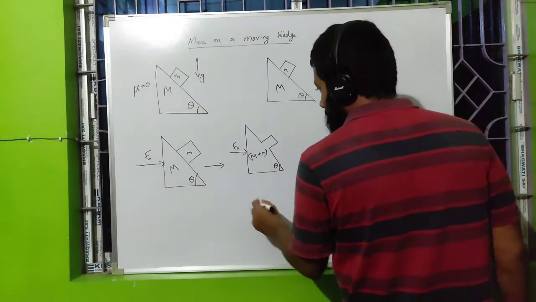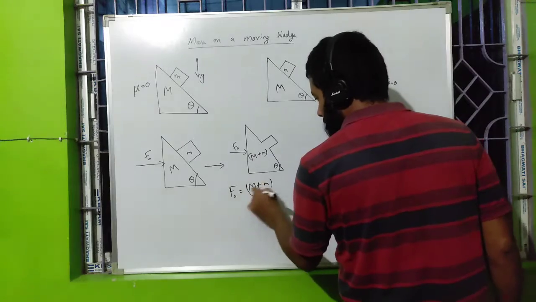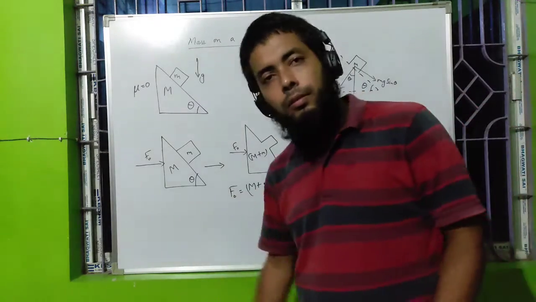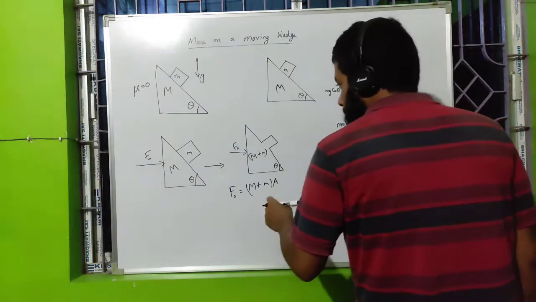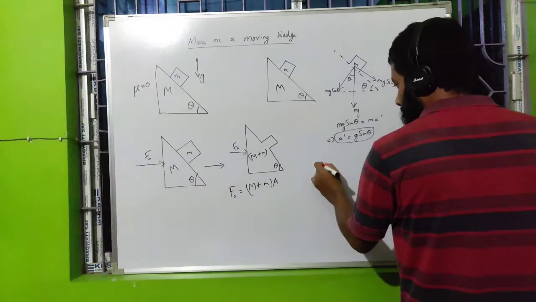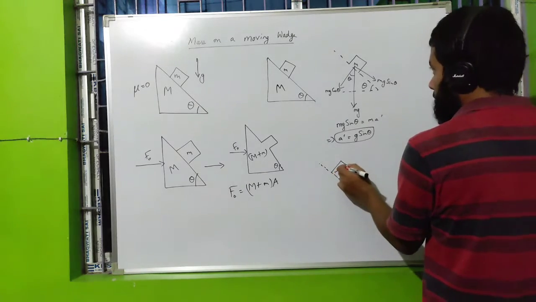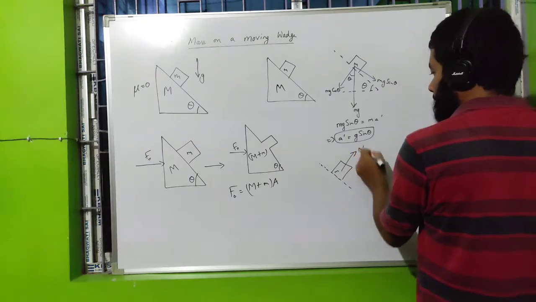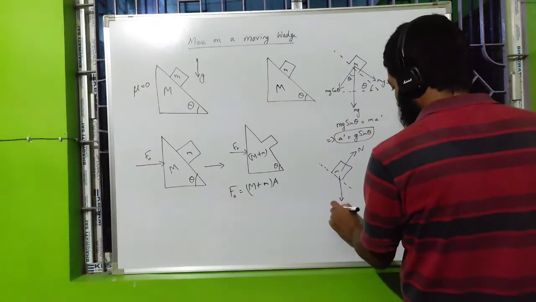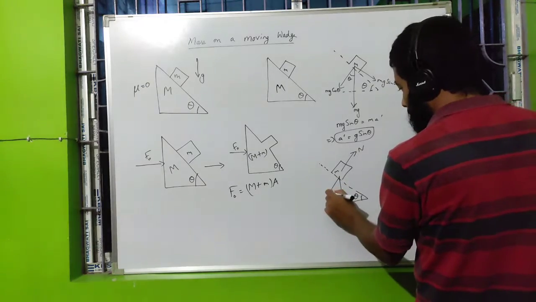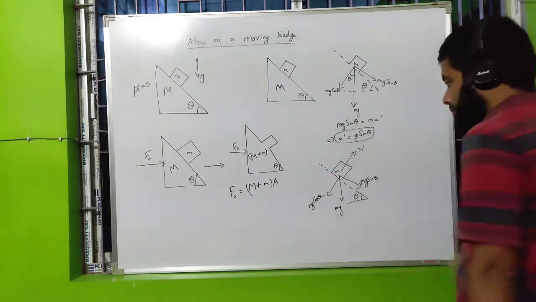So what should be the value? F naught should be equal to, let the system move with an acceleration capital A, M plus m into capital A. But you see, here F naught is being asked. You have to find out F naught, and so is A. We don't know the value of A. So let us try to find out. Let me draw the free body diagram for small m. The normal force which is acting on this body is like this upwards, which is N. And this normal force is being provided by this mass capital M, and its weight is mg. There is this angle theta, this will be mg cos theta, and this will be mg sin theta.